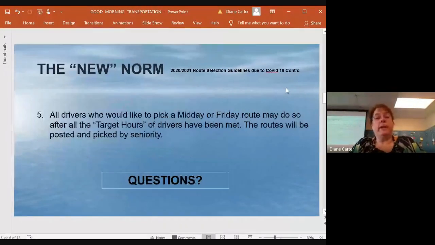All drivers who would like to pick a Monday or Friday route may do so after the target hours of drivers have been met. The routes will be posted and picked by seniority. So if you have a 25-hour route on Monday through Thursday and you want to work on Friday and pick up extra hours that will increase your hours for the week, you'll be allowed to do that. They will be posted just like our normal postings get done. And then any midday that we can't cover will also get posted.